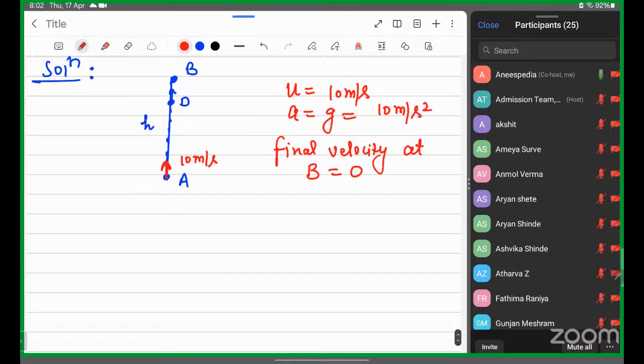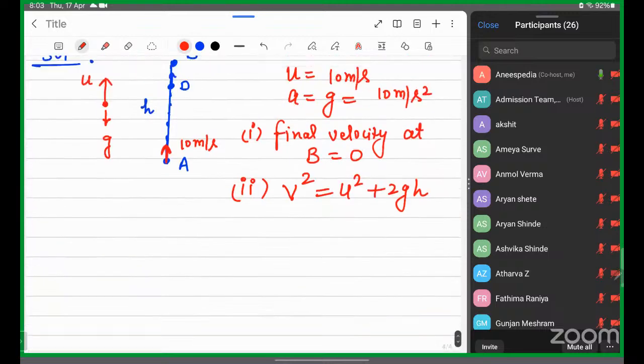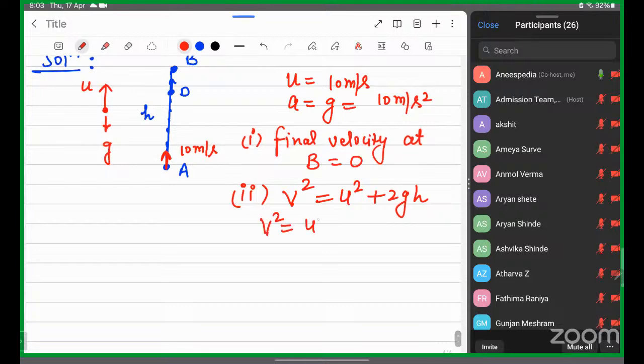What will be the maximum possible height the ball will attain in this journey? So I want to find out h, and to get h I can use the third equation, which is v square equals u square plus 2gh, if the velocity of the ball and g are in the same direction. But in this case, the ball is going upward with velocity u and g is working downward. So they are in opposite directions. It means the equation will be v square equals u square minus 2gh.